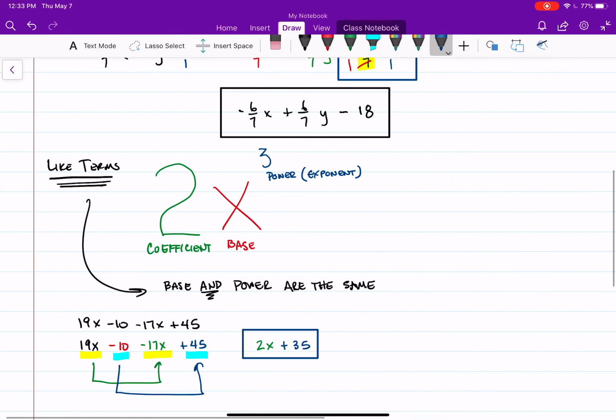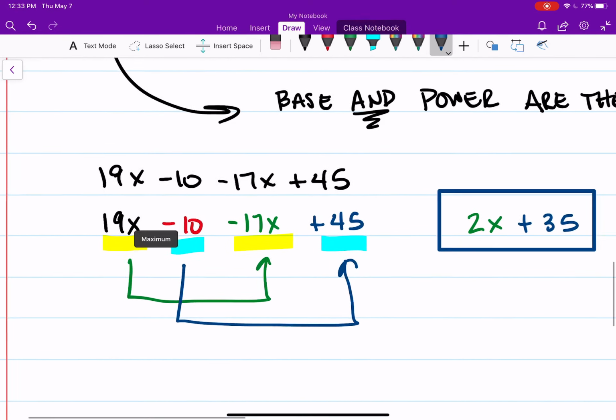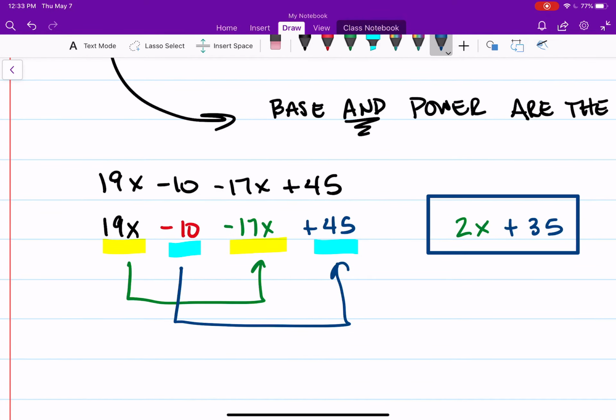All right, so the phrase that they're going to use is collect like terms. It just means put them together and add them. Okay, so if these bases, like these two bases here, are both x's, so that's why they're like terms. If one was x, one was y, then we couldn't add those two together. If one was r, one was s, I couldn't add them together. Unless they're both r's or they're both s's, then I could add them together.